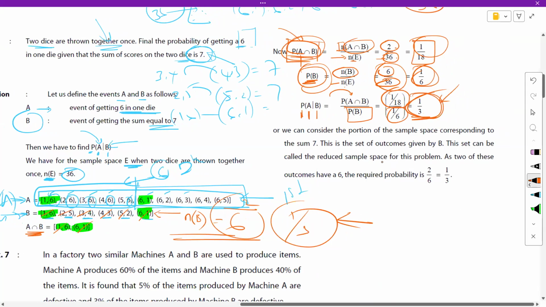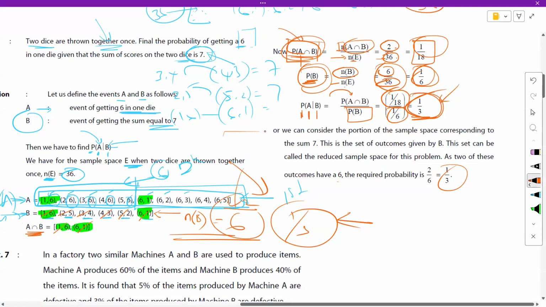Or we can consider the portion of the sample space corresponding to sum 7. This is the set of outcomes given by B. This set can be called the reduced sample space for this problem. So two of these outcomes have 6, and the required probability is 2 over 6. This is a shortcut, that's what I did. But the condition is that each outcome should have equal chances. Only then can we use this formula.